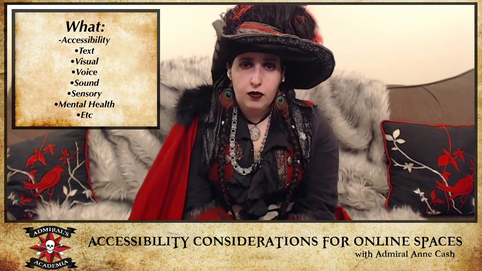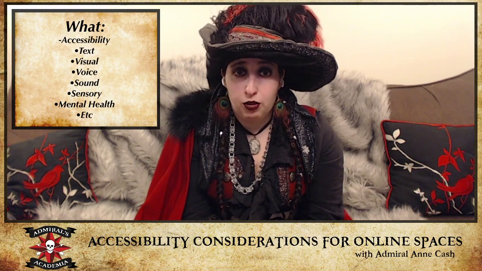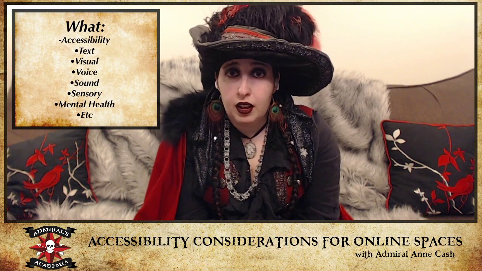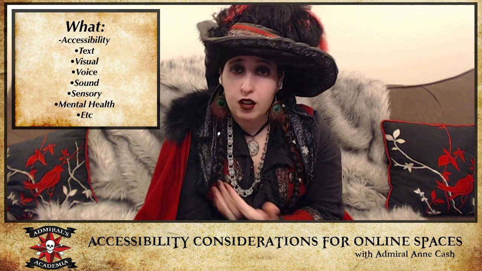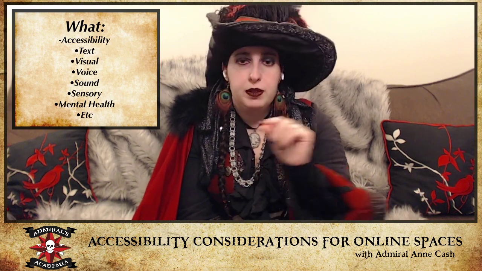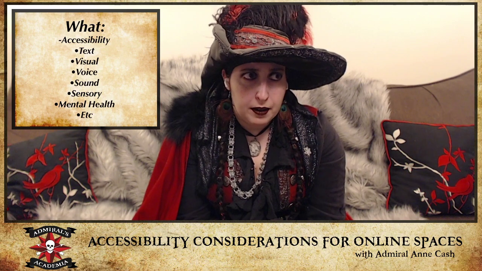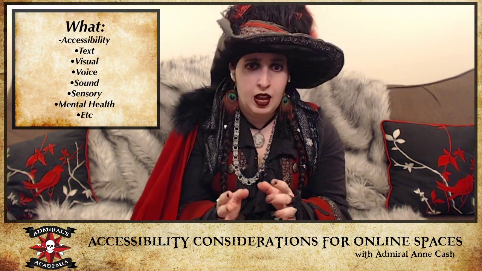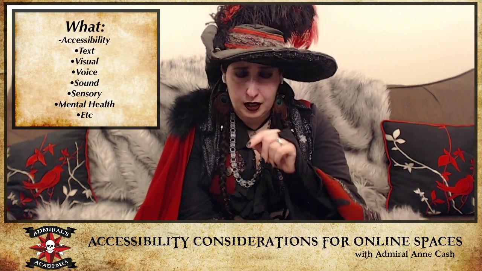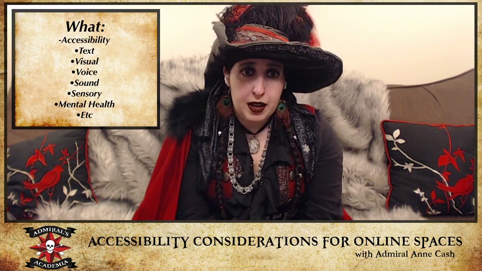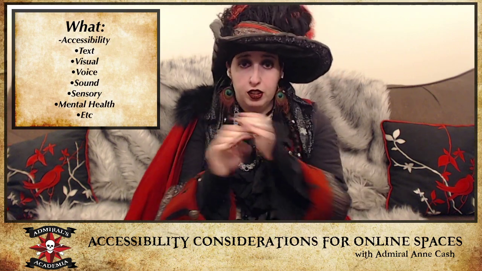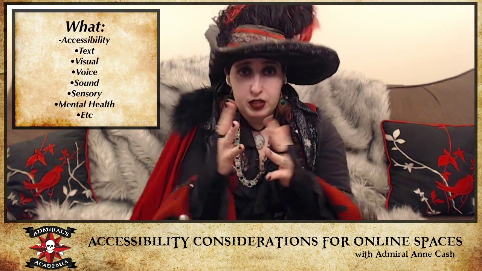Visual. Some folks are going to have issues with visual things. For instance, there's a number of individuals in our community that are colorblind. If you have text in a specific color, or you have a color coding system for something, and they're all in very specific colors, they might not be able to tell which ones apart from the other. There are certain colors they're just not going to be able to see, let alone differentiate between others.